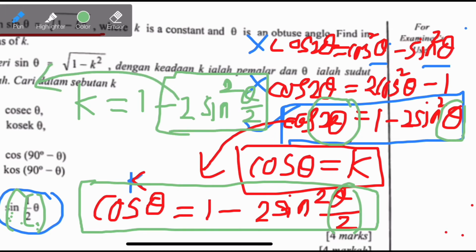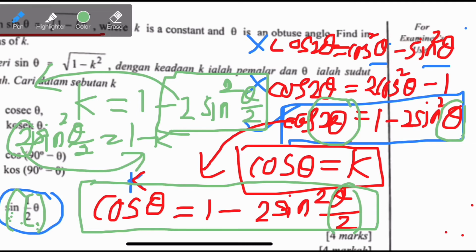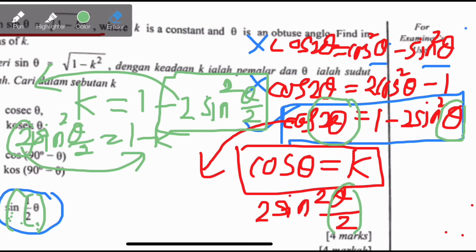Okay, so now we shift the negative 2 sine square half theta to the left in order to make it positive. So it becomes 1 minus k. Do it carefully. Now you've almost got the answer, but you still have the 2. So you bring the 2 to the right hand side, or you divide by 2 on left and right, the same. Finally, after you divide by 2, sine square half theta equals 1 minus k over 2, right?